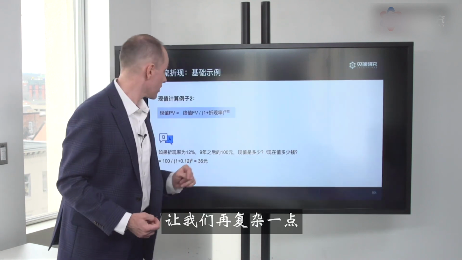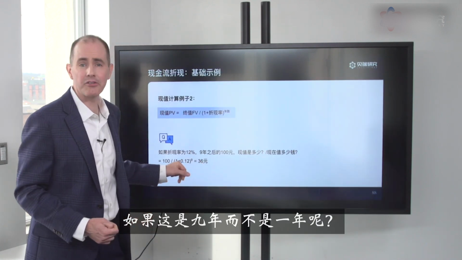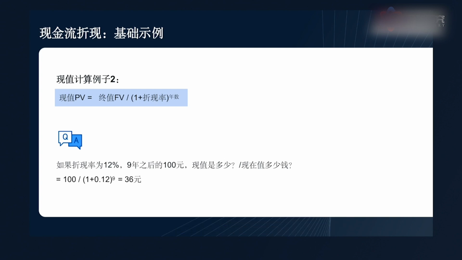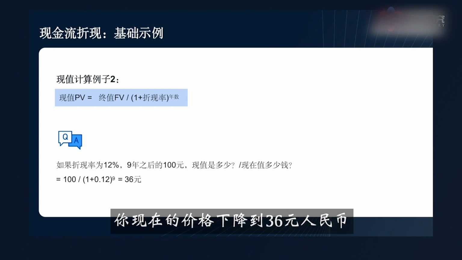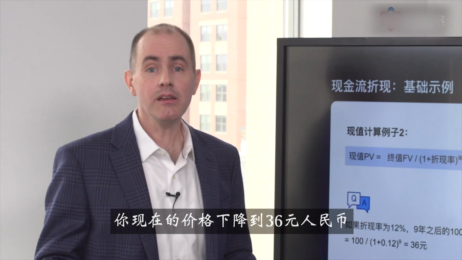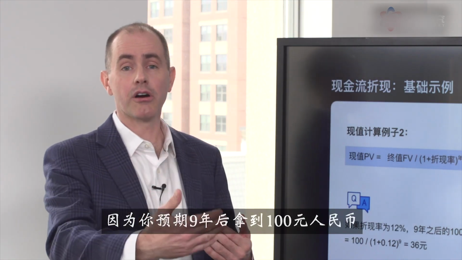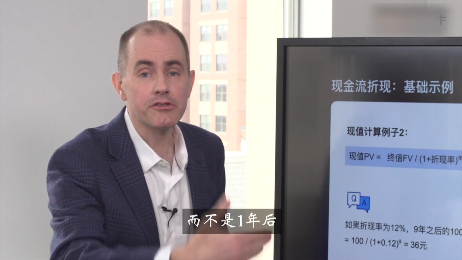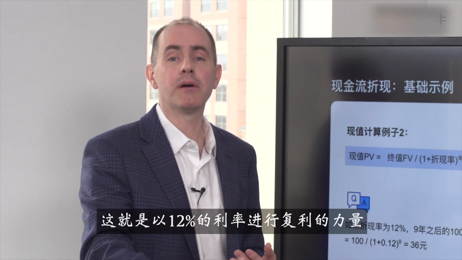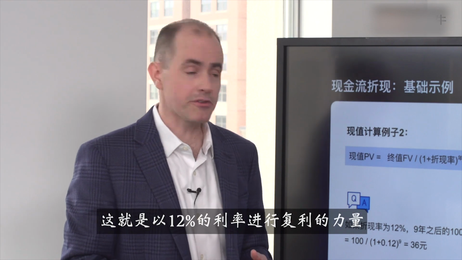So let's get a little bit more complicated. What if this comes 9 years out instead of 1 year out? Formula looks almost the same, except you swap in 9 for the exponent instead of 1, and it makes a big difference in the math. You're down to 36 RMB instead of 89 because that 100 RMB is being expected 9 years out instead of just 1 year out. And that's the power of compounding at 12% interest.